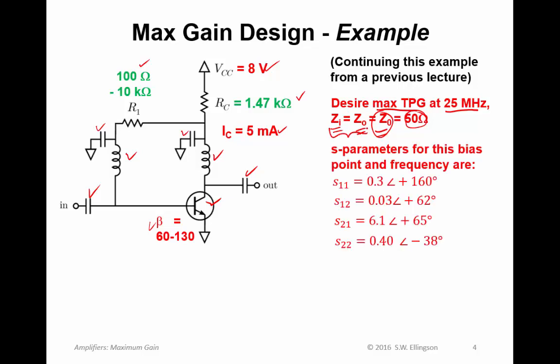So here are our S parameters. These S parameters would correspond to the bias point that we have selected here and to the frequency we have selected here. So this is a given in this problem.